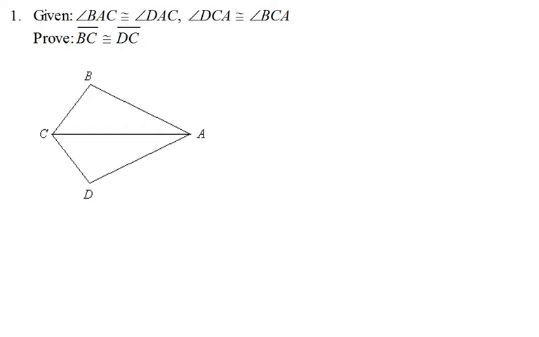Okay, so now it is your turn. Try this one, and again, show the two triangles are congruent. Go ahead and write your proof out, and when you're done, hit play again, and we'll correct this one.